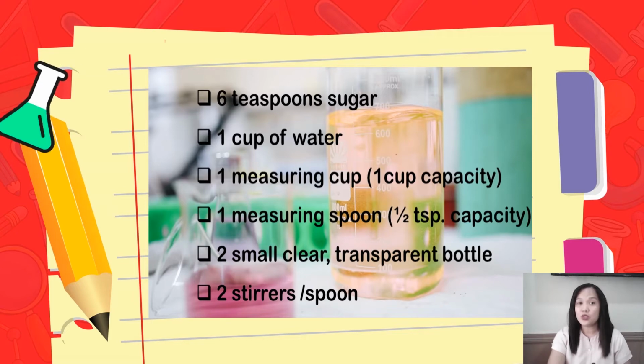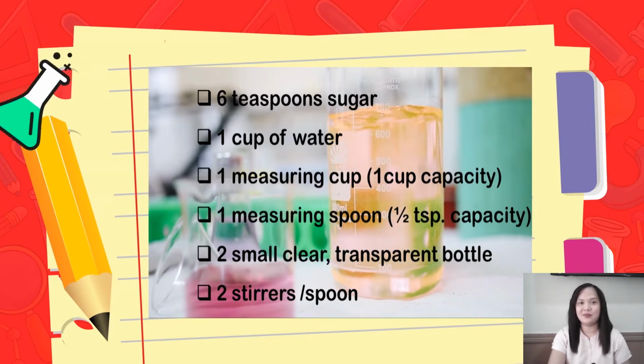6 teaspoons sugar, 1 cup of water, 1 measuring cup with a 1 cup capacity, 1 measuring spoon with 1/2 teaspoon capacity, 2 small clear transparent bottles, and 2 stirrers or spoons. When we come back, we will continue with our lesson in saturated and unsaturated solutions and perform some activities to help you discover and understand new concepts and skills.